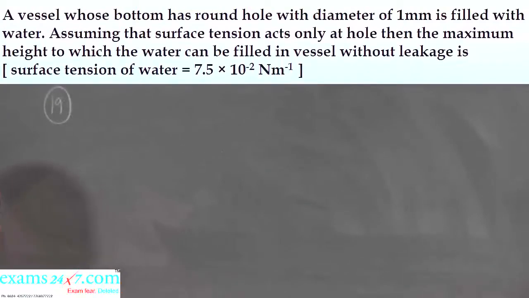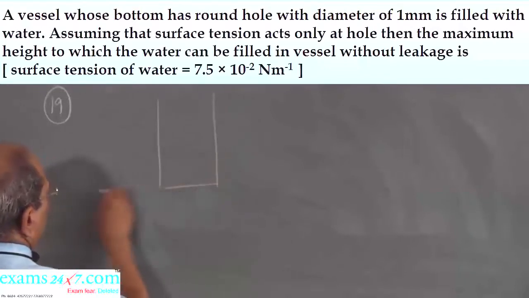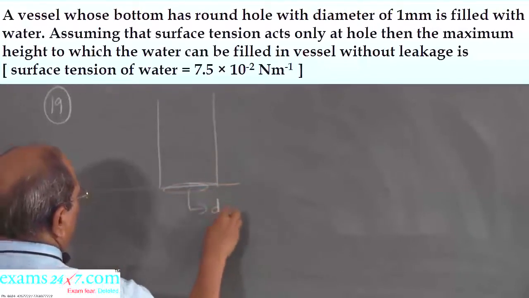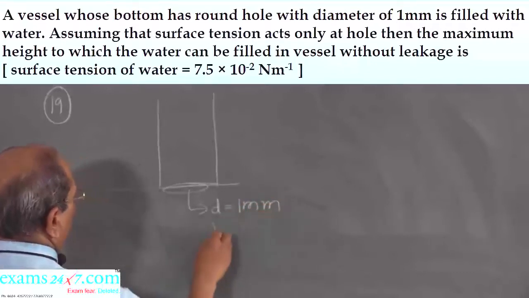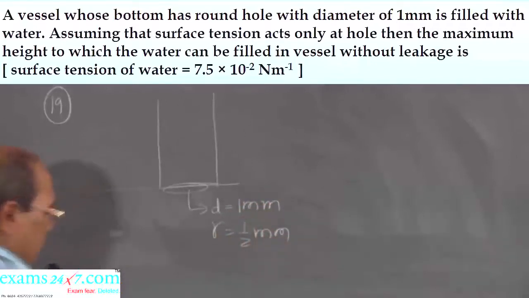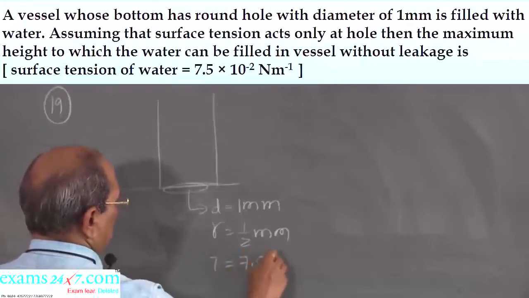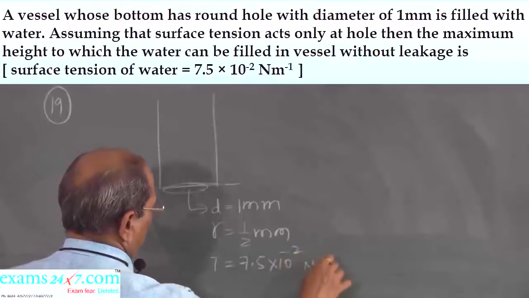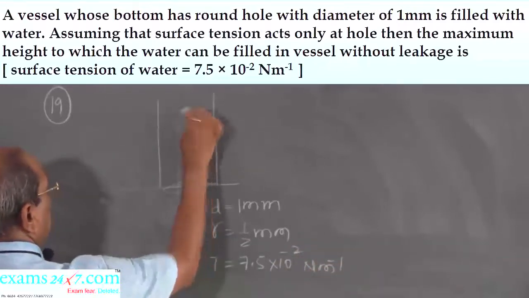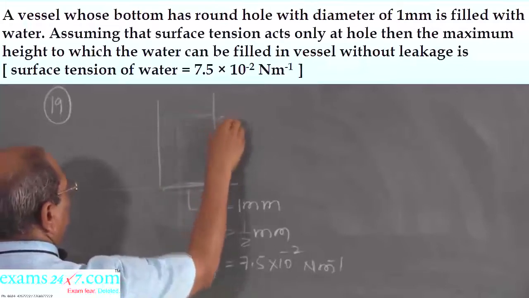A vessel whose bottom has a round hole with a diameter of 1 millimeter is filled with water. Diameter is 1 millimeter. If you want, radius is half millimeter. Assuming that surface tension acts only at the hole, then the maximum height to which the water can be filled in the vessel without leakage is, surface tension of water is 7.5 into 10 power minus 2 Newton per meter. Here surface tension rises to a certain height, h.